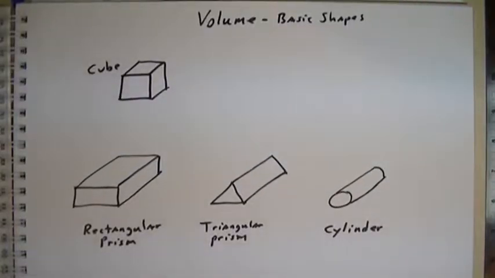Okay, in this video we're going to talk about volume and calculating the volume in some basic shapes. When we talk about volume, we're talking about measuring a three-dimensional area. In other words, how much liquid would something hold? Volume is usually measured in cubic units, instead of squared units.